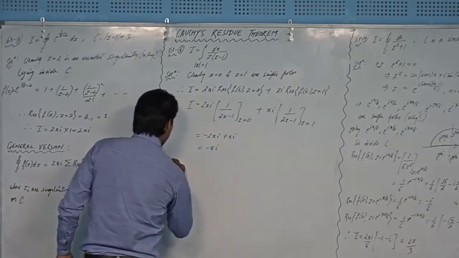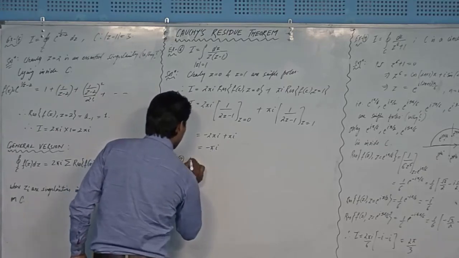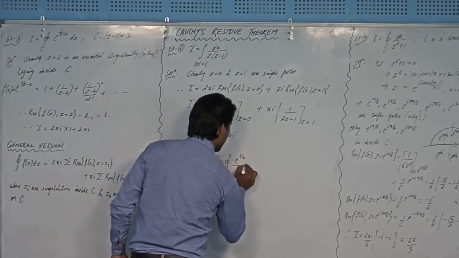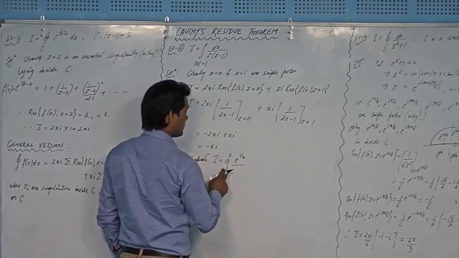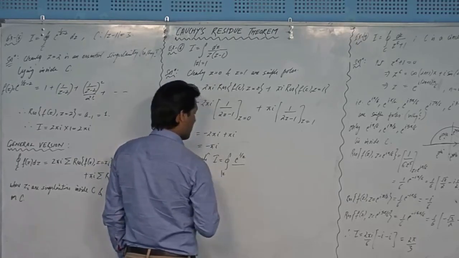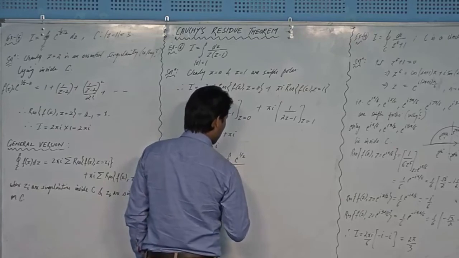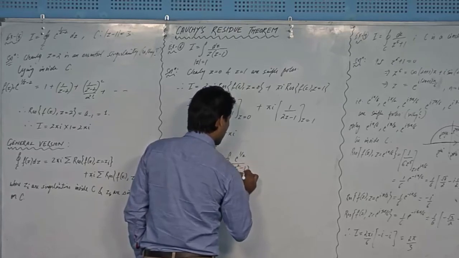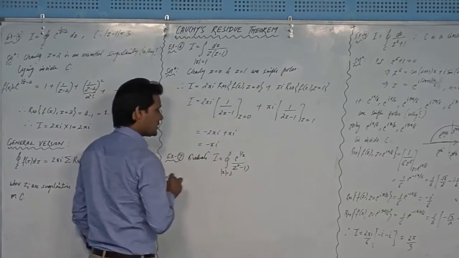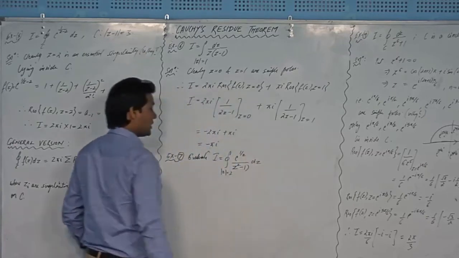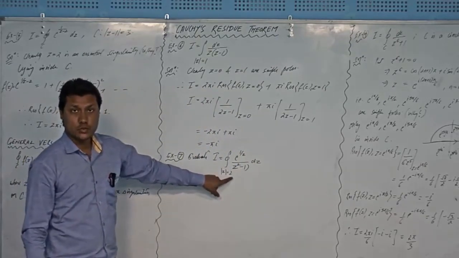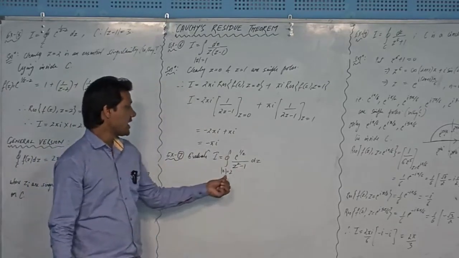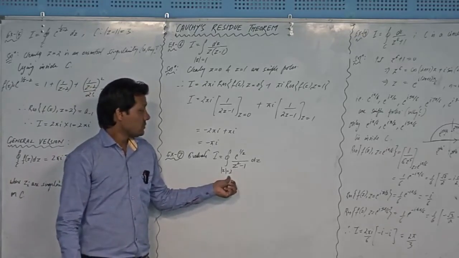Taking an example of that nature, example number 7: evaluate I equal to the integral of e to the power 1 by z over z minus 1, z square minus 1, with mod z equal to 2, dz. You can see that your circle is centered at 0, radius equal to 2, and the singularities given by the denominator are plus minus 1, and both of them are lying inside this circle. That is fine. But what happens here?